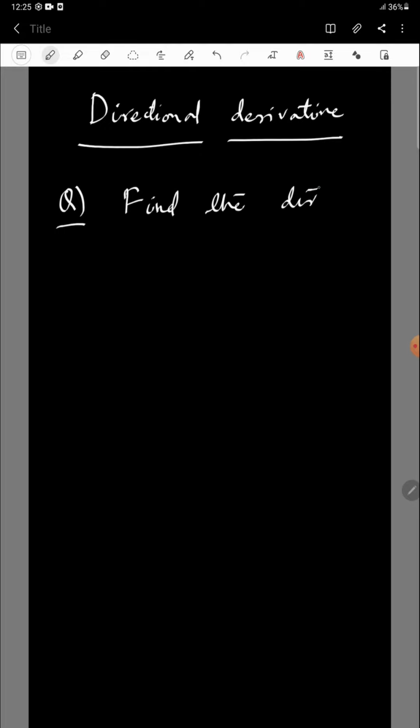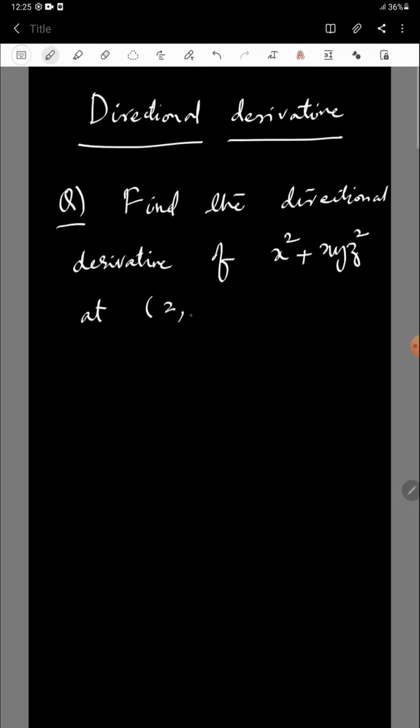Find the directional derivative of some scalar function that will be given in the problem. Okay, x square plus xyz square, at some point that will be supplied. Suppose for example 2 comma 0 comma minus 1, and for the direction some vector should be given. So in the direction of the vector 2i plus j minus k.